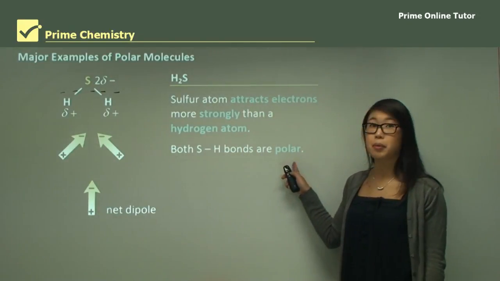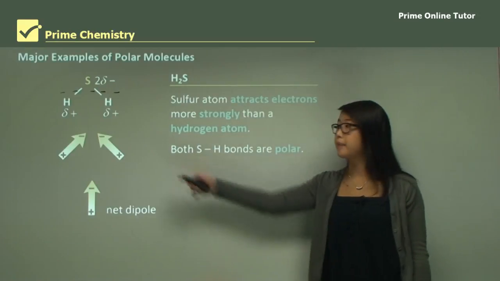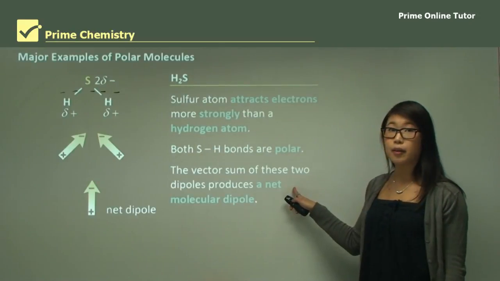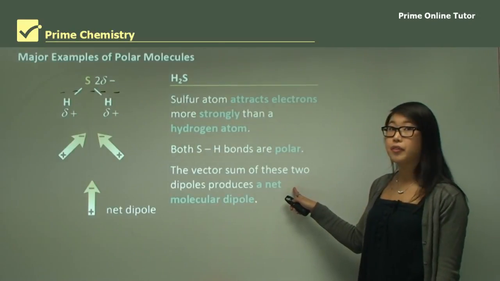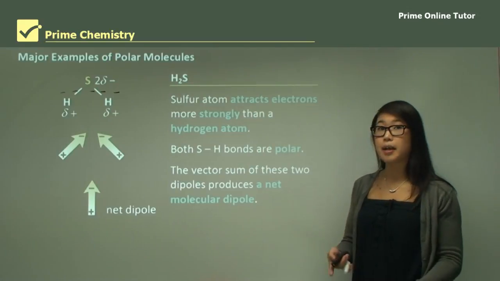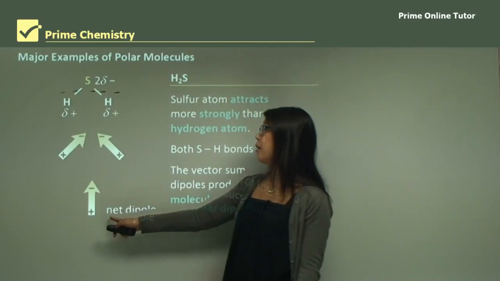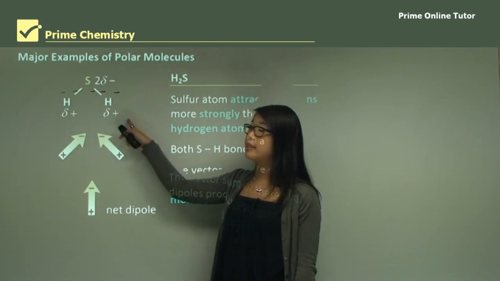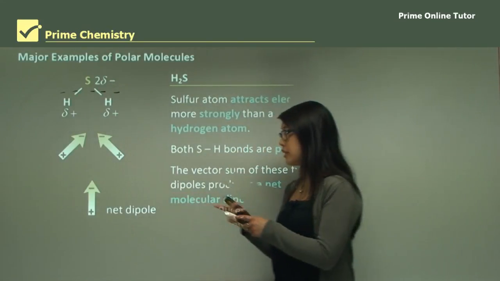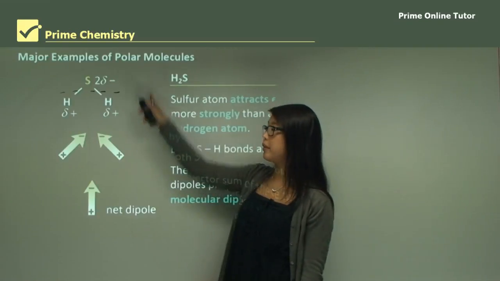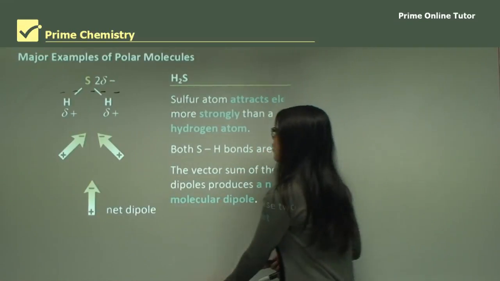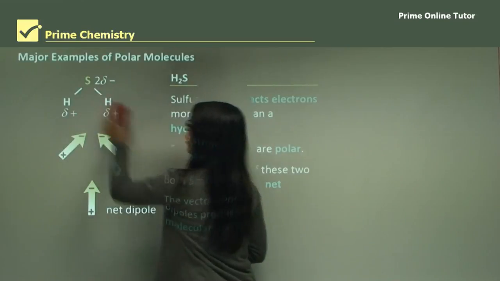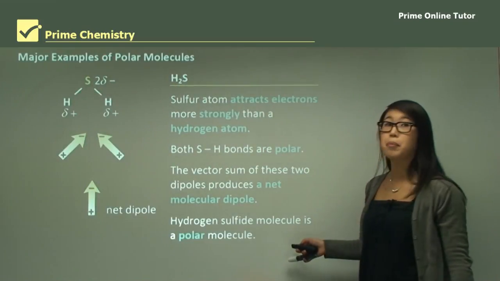So each of the bonds is polar, we said, that's the first step here. And then next we add them together, get the sum of the vectors, and see if there's a net dipole. In this case we get one, because this end of the molecule is slightly negative and this end is slightly positive. So we can say that the net dipole is this way, like the arrow suggests. And therefore, we can say that the whole molecule is going to be a polar molecule.